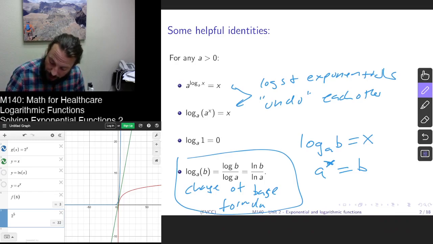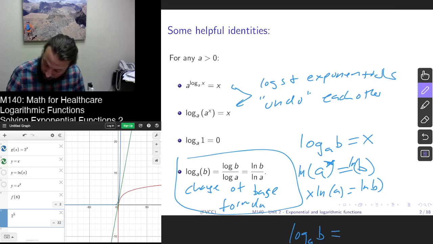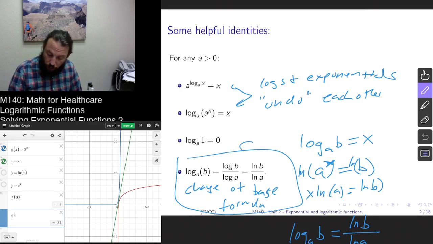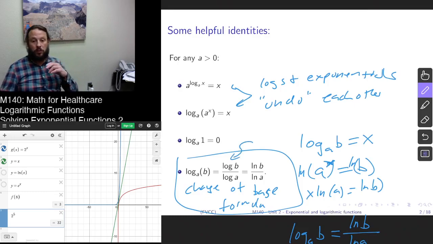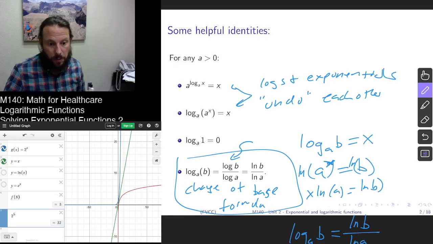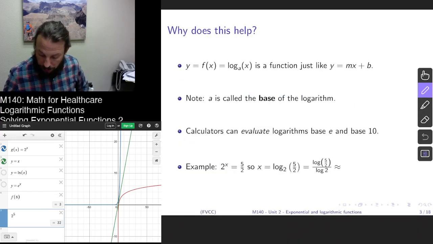Let's see, what if I take the natural log of both sides? We get x natural log of A equals the natural log of B, and finally x, which is log base A of B, equals the natural log of B over the natural log of A. If you didn't quite follow that, that's okay. This is really a formula, and you're welcome to write it down and use it as part of your notes. It's just a change of base formula, a way to evaluate things we weren't able to evaluate before.